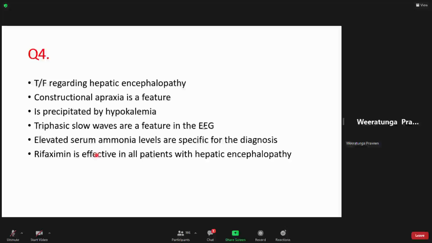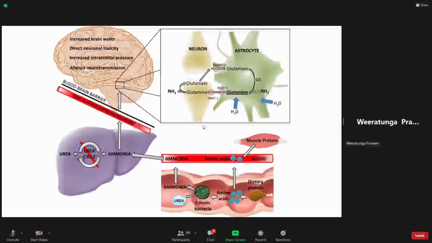There is one more small MCQ that can be asked, like this. Now, I told you that in hepatic encephalopathy there is a lot of increase of inhibitory neurotransmitters, especially GABA. It's like a benzodiazepine overdose. What happens in hepatic encephalopathy to the brain is something similar to what happens in a benzodiazepine overdose.